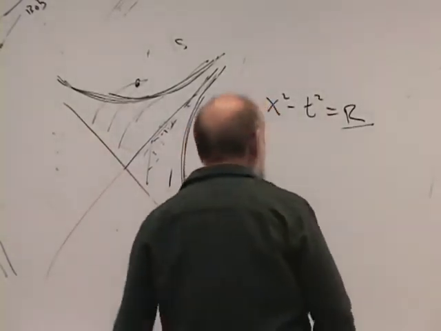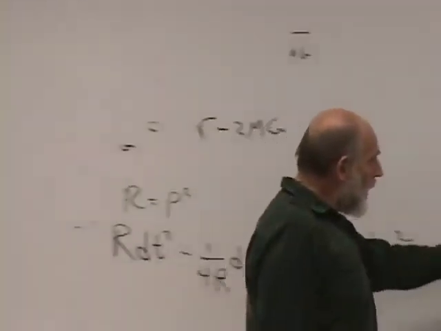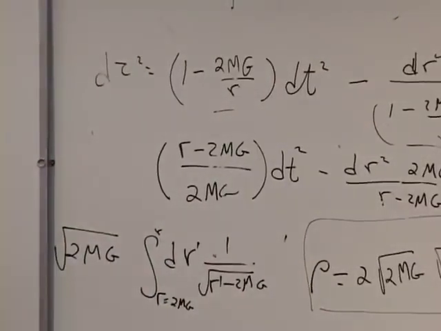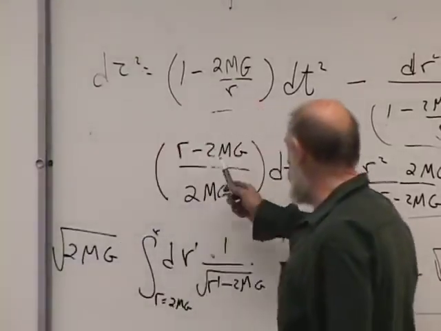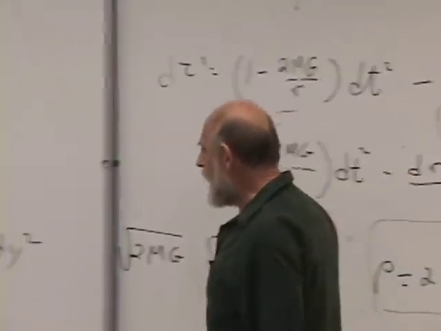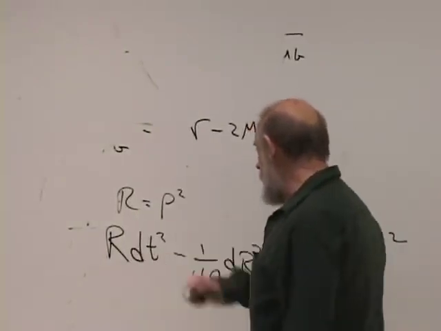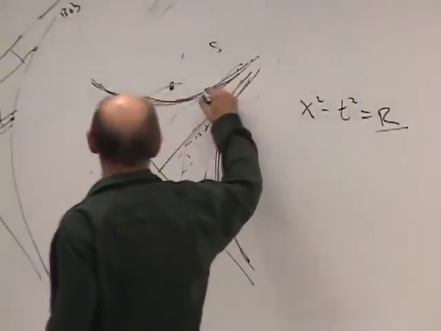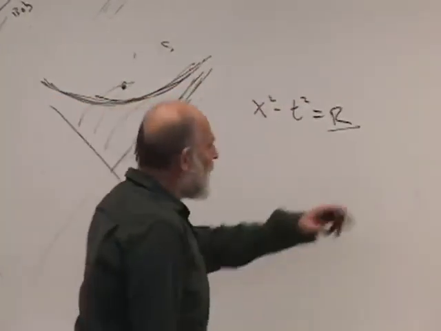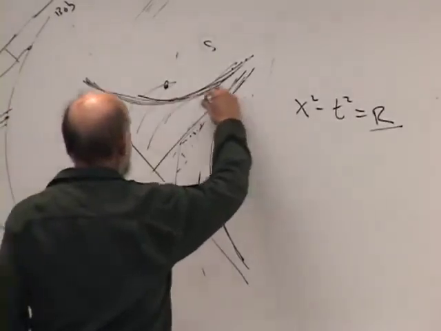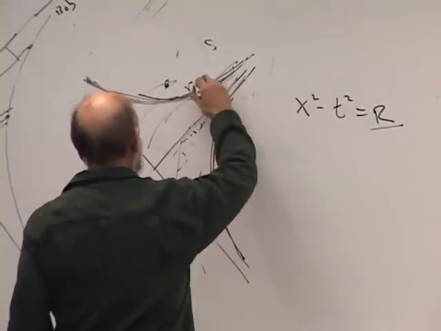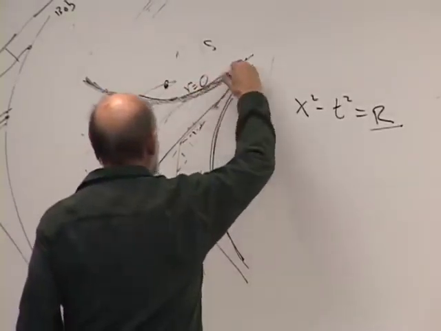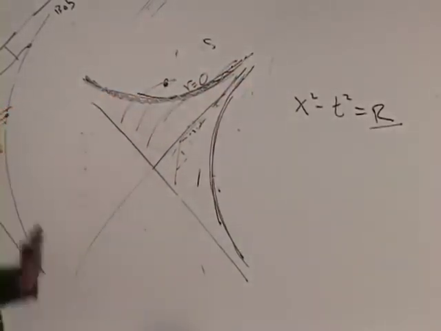Okay? Now, what about little r equals 0? Well, r equals 0 is sort of like capital R equals negative. As I said, r minus 2mg is sort of like capital R. What does R equal something negative correspond to? It corresponds to a surface like this. So little r equals 0 is a surface like this. This is little r equals 0, like that. That's the singularity. And it's not a place so much as it is a time.